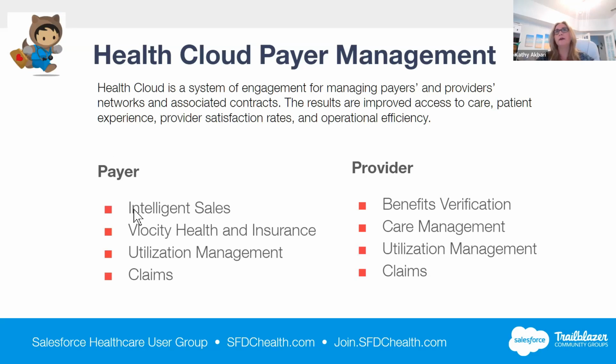So first, with the payer, they have different objects that are available to them that make sense. One is intelligent sales, which is really a Sales Cloud object. And we also have Velocity Health and Insurance that tackles all the provider and payer connections and contracts and the information there. We also have utilization management and claims. This is also helpful when they're selling member plans and how they do that.